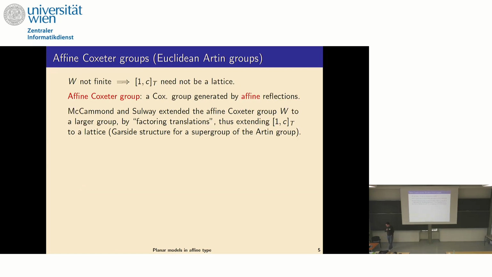Now let's talk about affine Coxeter groups. When W is not finite, happily I did not leave out the word finite this time on this slide, then this interval from 1 to C need not be a lattice. It can be sometimes, but it is not always.